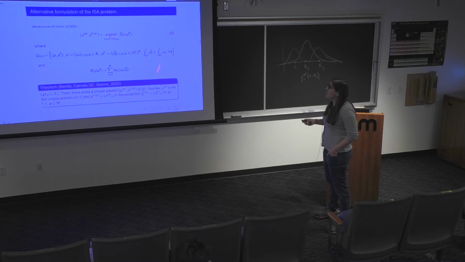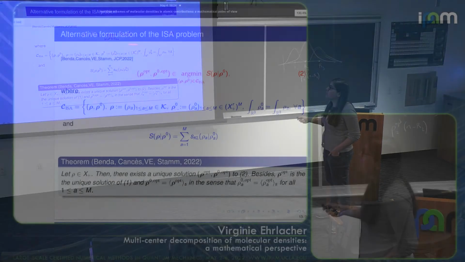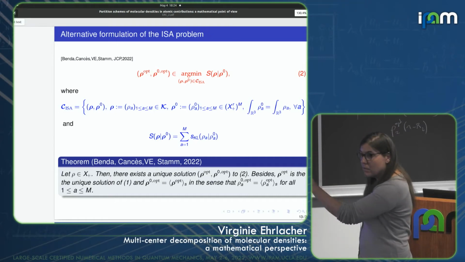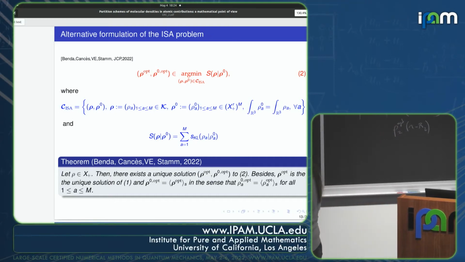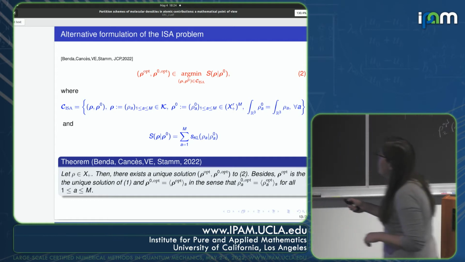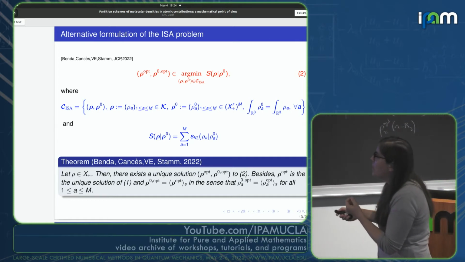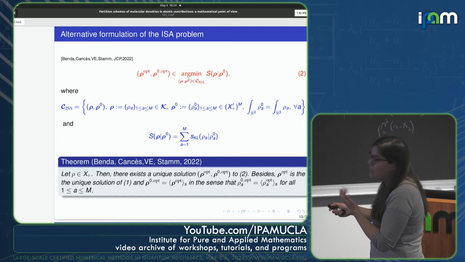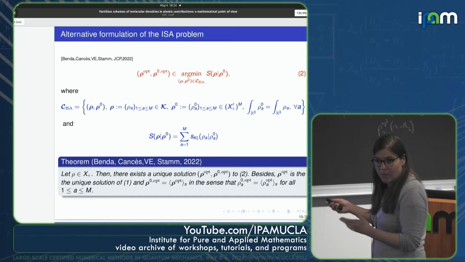Okay, so that was, let's say, the minimization problem, the ISA problem, which is kind of the reference the numerical algorithms are going to compare to. Basically, all the ISA numerical methods wish to approximate these guys here by one way or another.